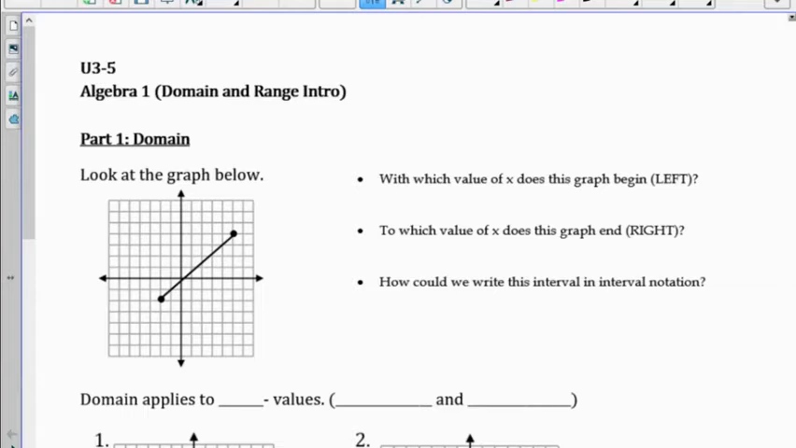So we are going to first start off with just doing the domain. So look at the graph below. Which value of x does it begin? When we read, we always read from left to right. So that's true here too.